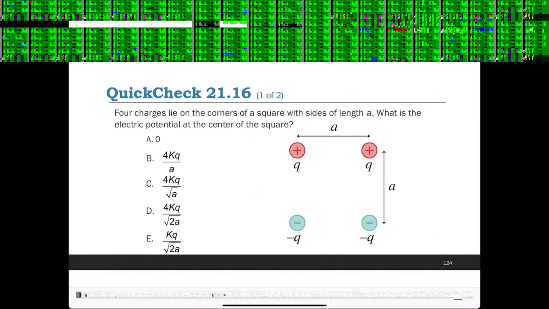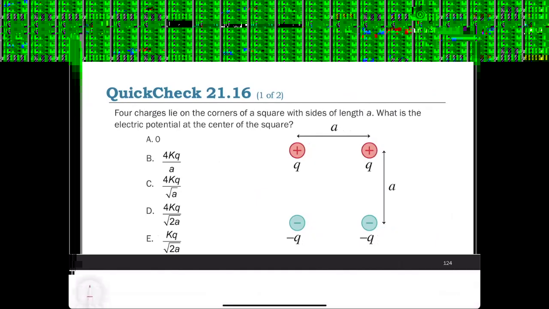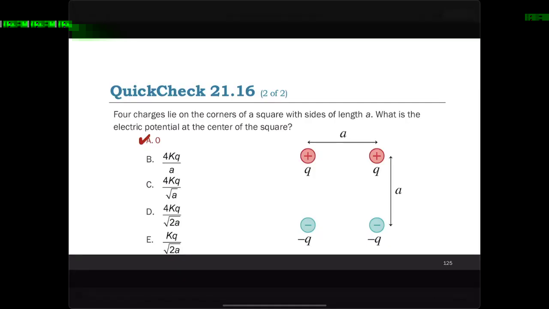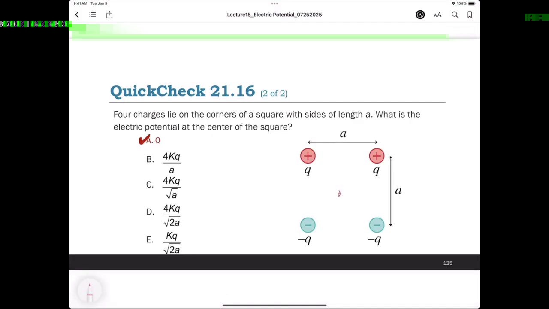Four charges lie on the corners of a square with the side length A. What is the electric potential at the center of the square? You can see here, the center of the square. Okay, let's talk about this one. It should be zero, because you can see from here, the distance here is A, the distance here is A, and from here to here it is the same thing. So which means this one should be zero.